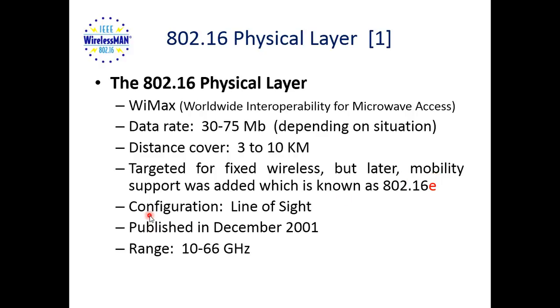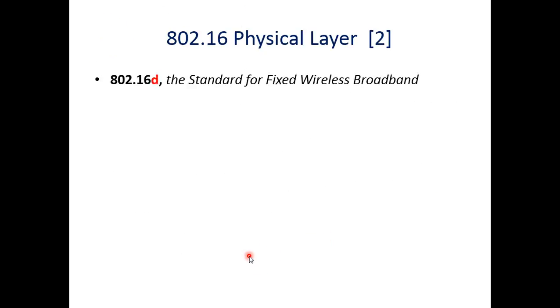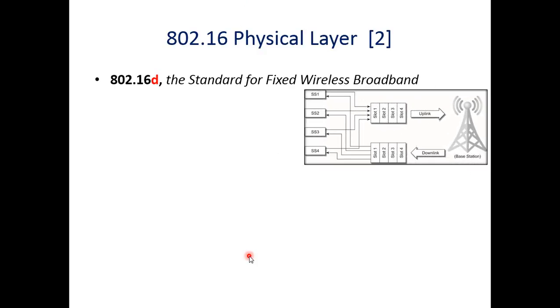Now the thing required in that is line of sight. Now what is line of sight? The two antennas must be aligned with each other, and the standard was published in December 2001, and that is the range where it operates. Now 802.16d means the standard for fixed wireless broadband.